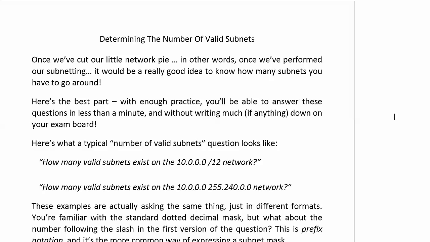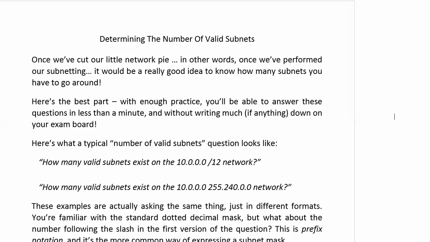Now, the best part of this one is that with enough practice, you're going to answer these questions in less than a minute. And you will get to the point where you may not even write anything down on your board to solve this question. And you're thinking, really? And hey, I don't teach tricks. I don't teach interesting octets and magic thises and all that stuff. But really, I'm going to show you two methods on how to do this.